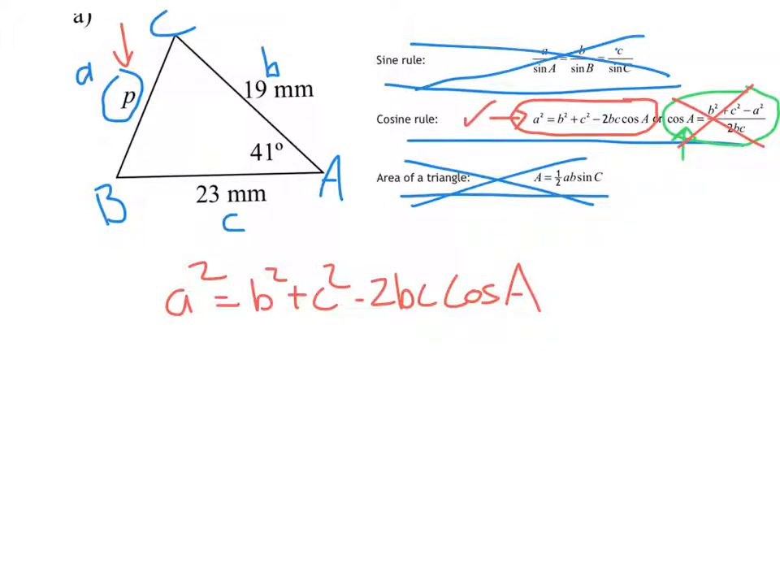a squared equals b squared plus c squared minus 2bc cos A. And I deliberately, when I labelled them, made a the side that I don't know for this reason, so that it would be the one that was over here, okay?